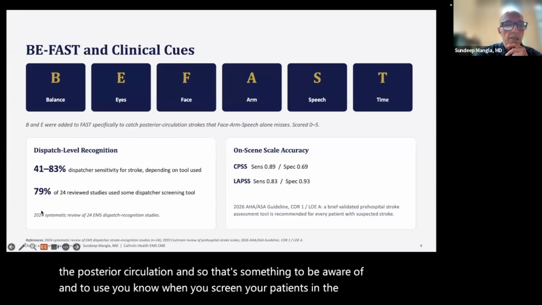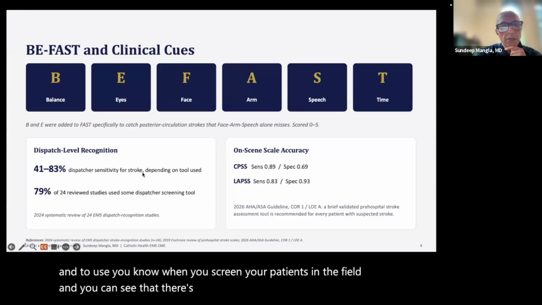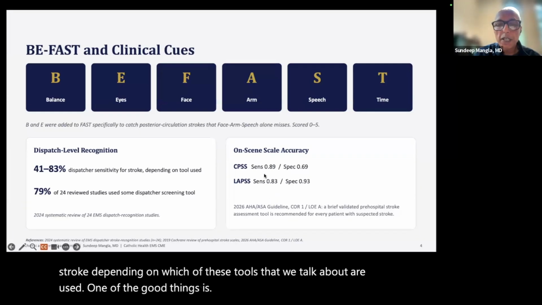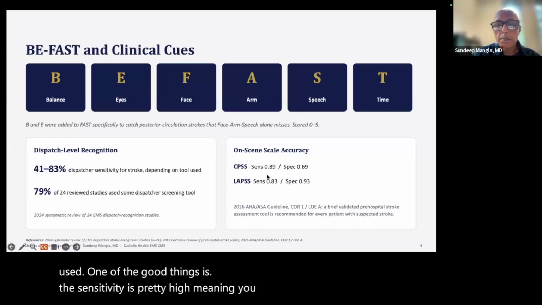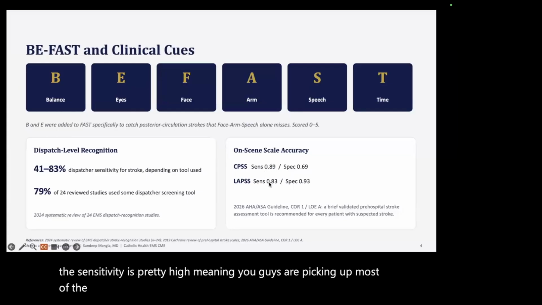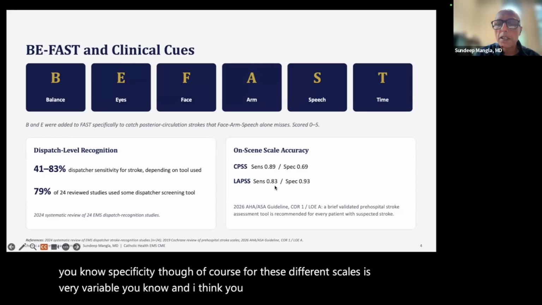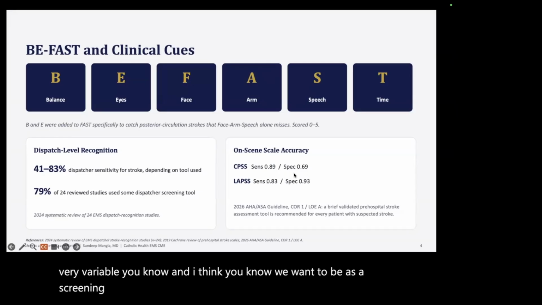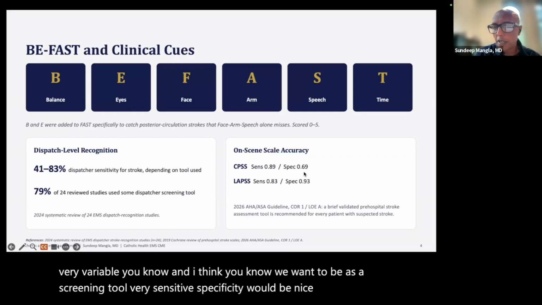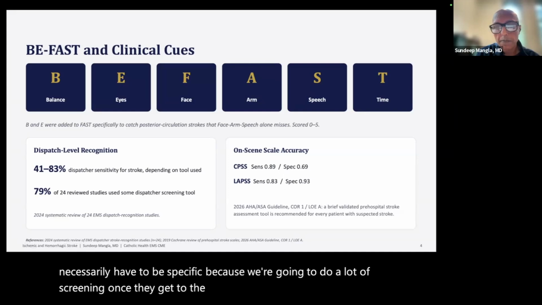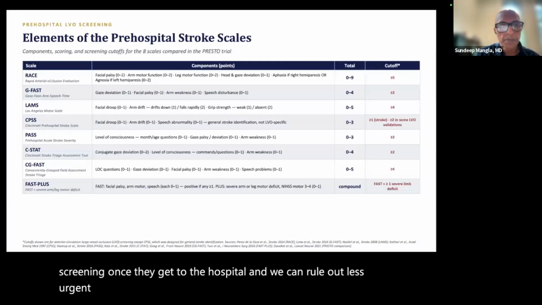You can see that there's a pretty high dispatcher sensitivity for stroke, depending on which of these tools are used. One of the good things is the sensitivity is pretty high, meaning you guys are picking up almost most of the strokes. The specificity, though, for these different scales is very variable. As a screening tool, we want to be very sensitive. Specificity would be nice, but you don't necessarily have to be specific because we're going to do a lot of screening once they get to the hospital, and we can rule out less urgent non-stroke syndromes.